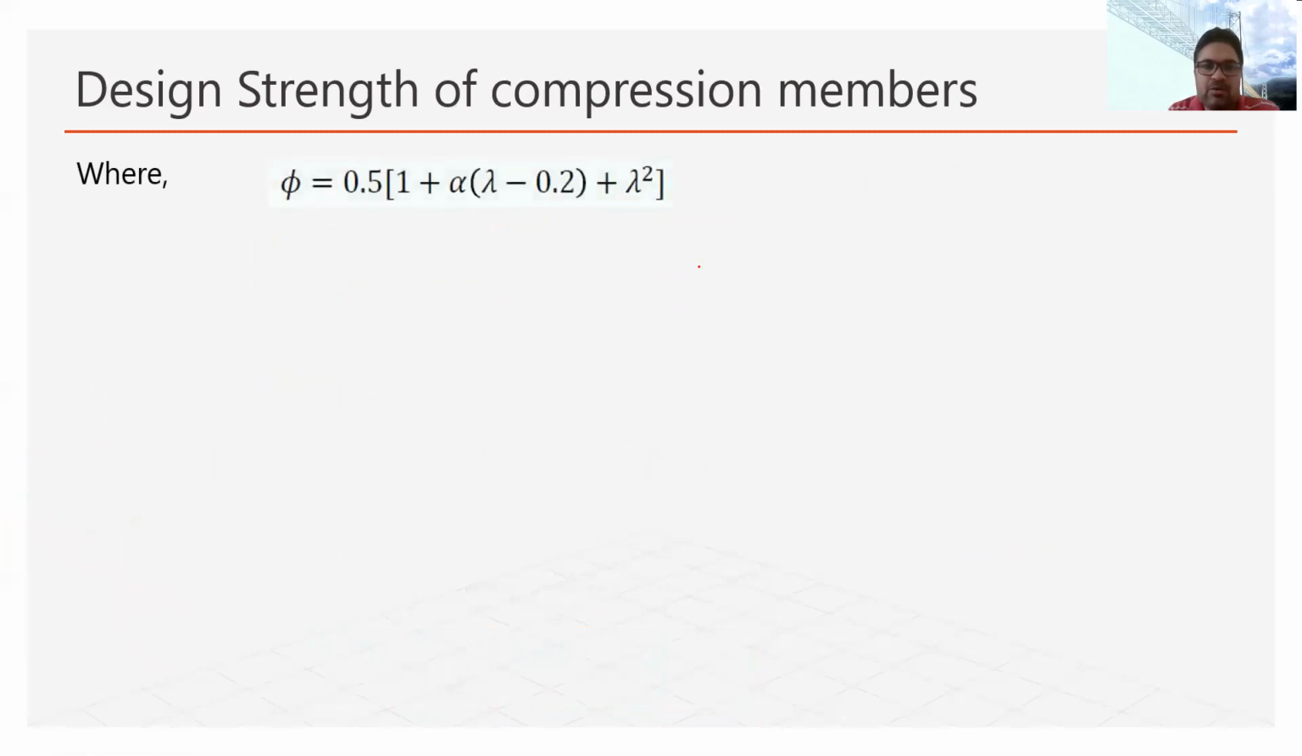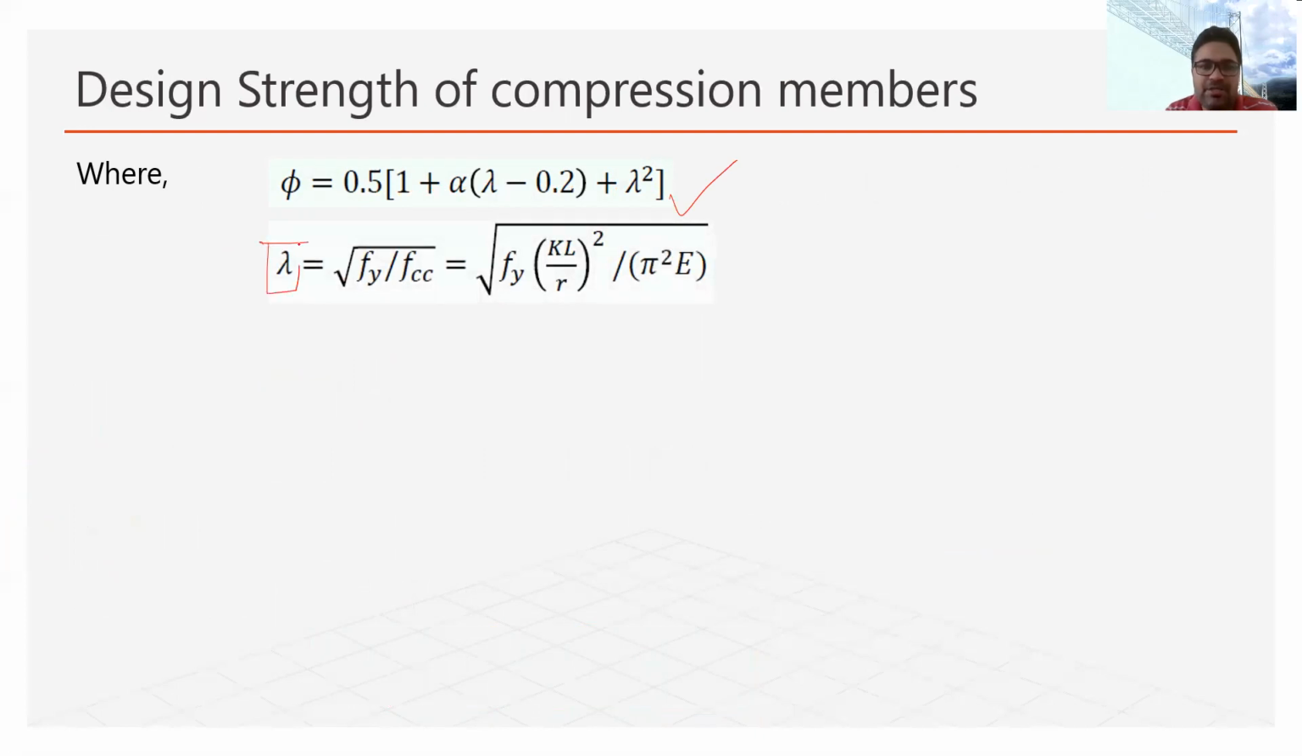Phi can be calculated using this formula: 0.5 times bracket 1 plus alpha times lambda minus 0.2, whole, plus lambda square. With this we can calculate the value of phi. Then lambda can be calculated using this relationship. This lambda is basically the non-dimensional form. We have seen the non-dimensional form of the strength curve in the previous part, so you can refer to that. Based on that, we can find out this value.